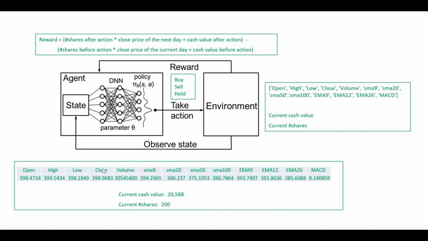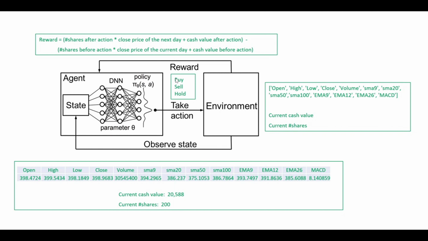The agent observes this state, then according to its policy, it will take action. So here we assume that the action that an agent can take is one of these three: buy, sell, hold. If the action is buy, then we will buy one share of SPY at the close of that day. If the action is sell, then we will sell one share of SPY at its close. If the action is hold, that means we don't buy, don't sell. We don't do a transaction.